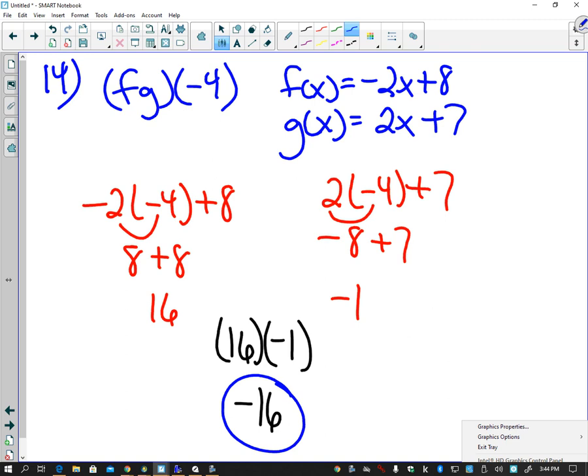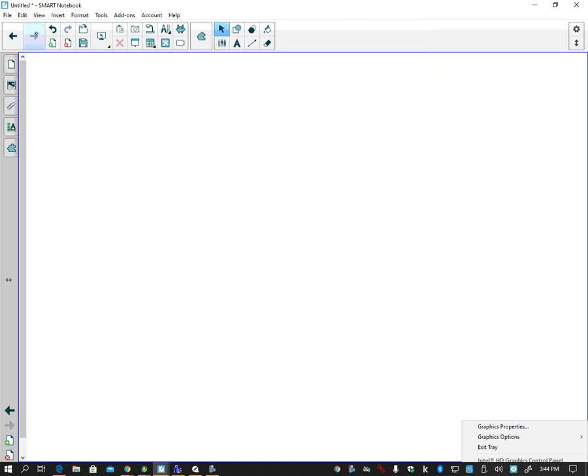Now, it says that this can be a negative integer, so therefore it's accepted in this case. But if it says that the domain has to be positive integers, that would not have worked.